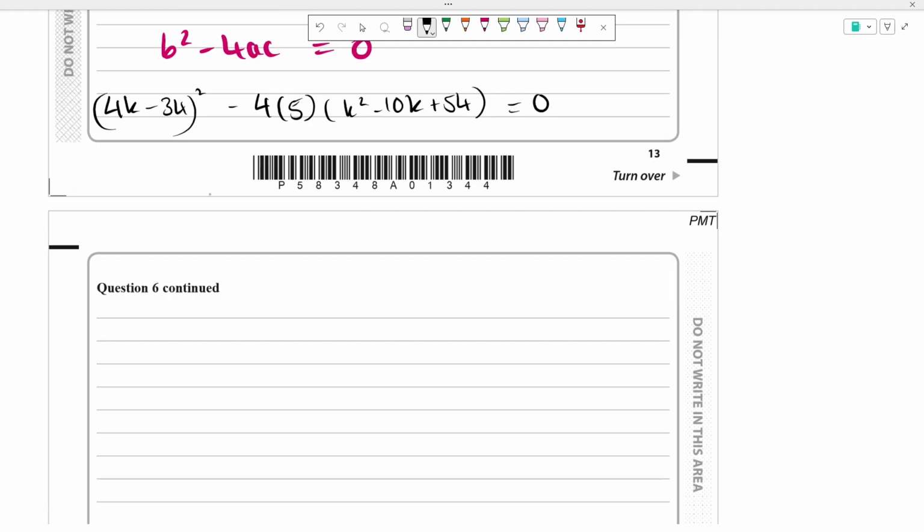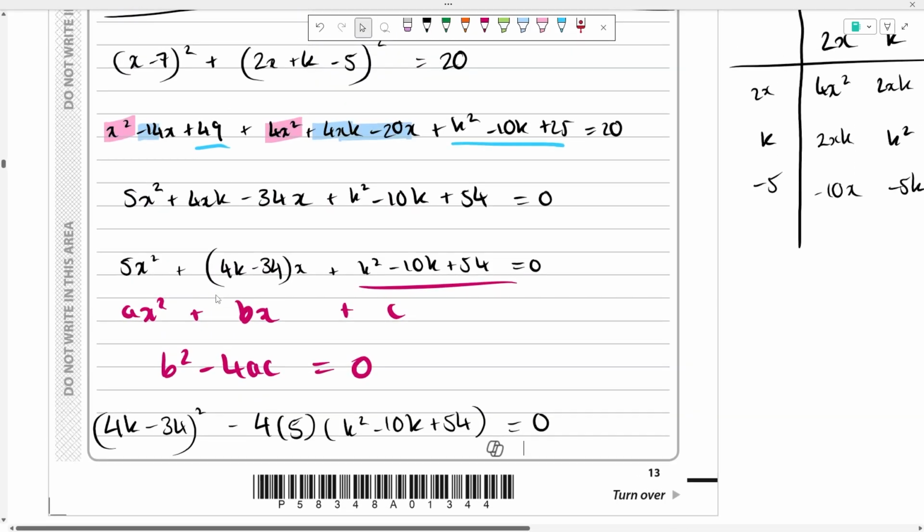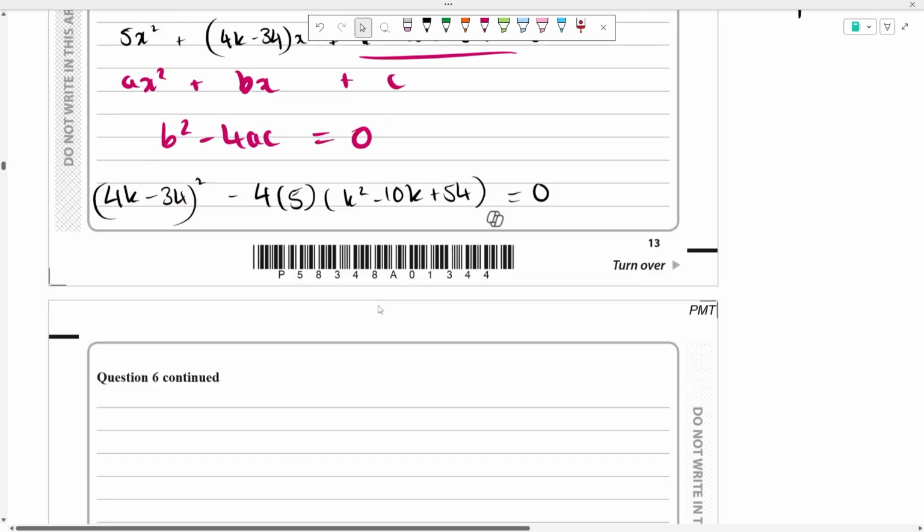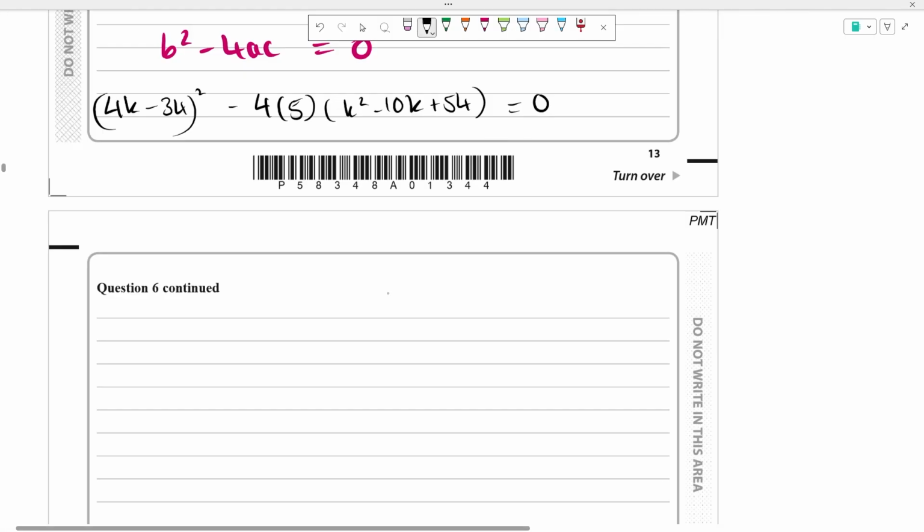We're going to expand it out. Let me just double check if I've done everything correctly so far. Yes. Cool. It's always good to double check. Okay. I'm going to expand this out. This gives me 16k squared. I'm going to check my calculator.